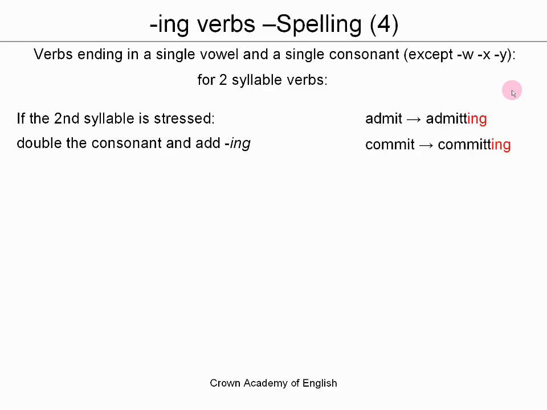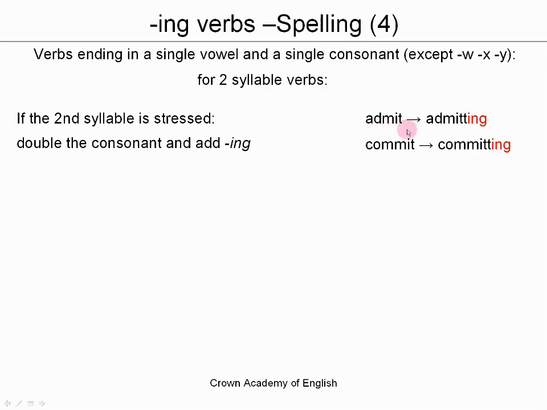Example. Admit becomes admitting. So we double the consonant, we double the letter T, and we add ing. Commit becomes committing. We add a letter T, we double the letter T, and we add ing. So it's important that you hear that the second syllable is stressed. So for example, we say admit. We don't say admit. Can you hear it?